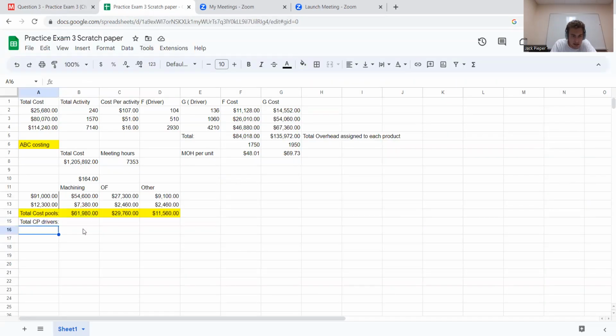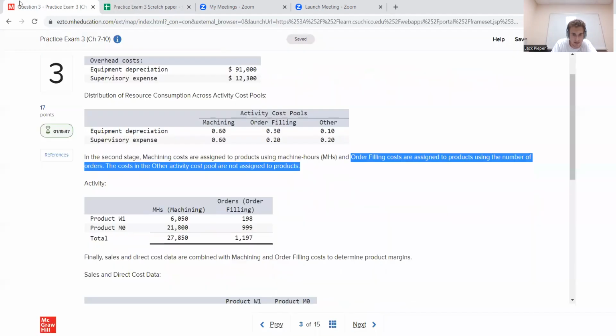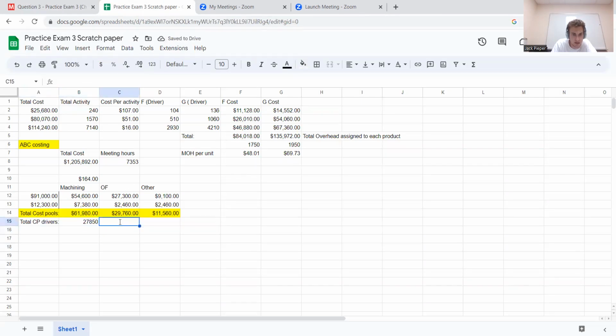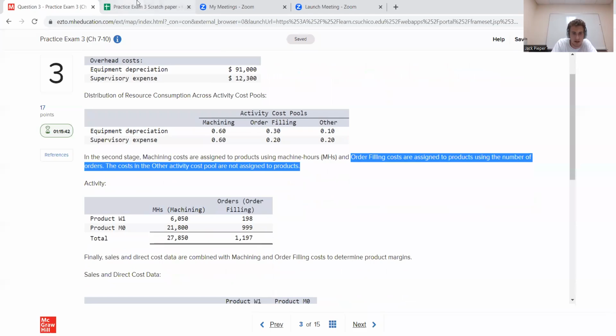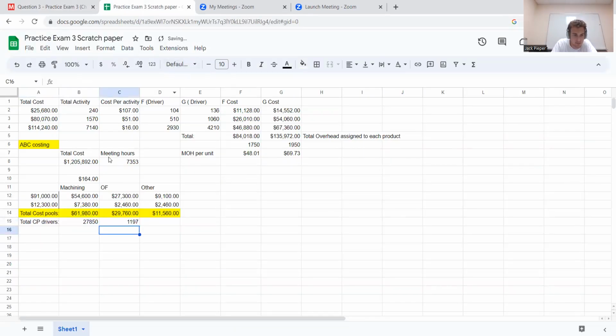So we'll do the 27,850 and 1,197. If we divide the two, we get our cost per activity. We'll do this divided by this. Now we can multiply by the number of activities.